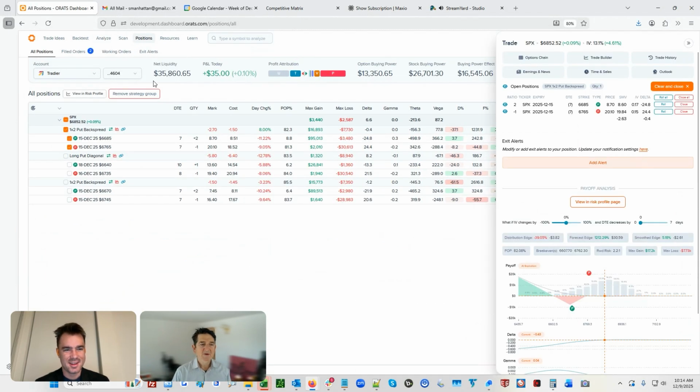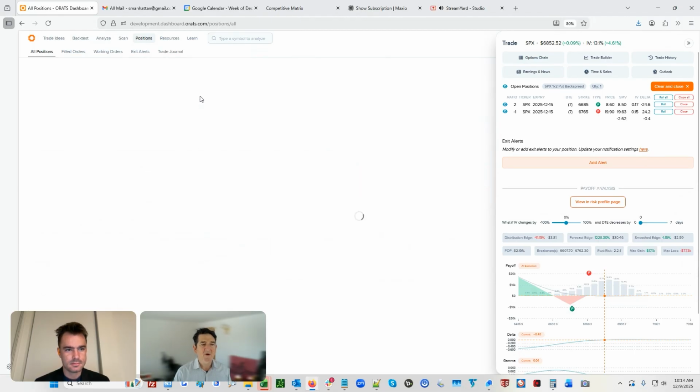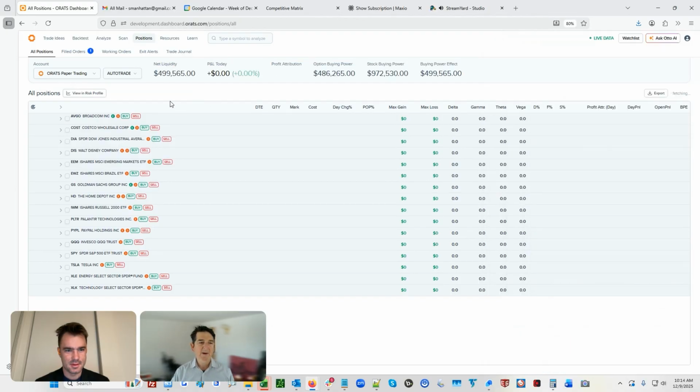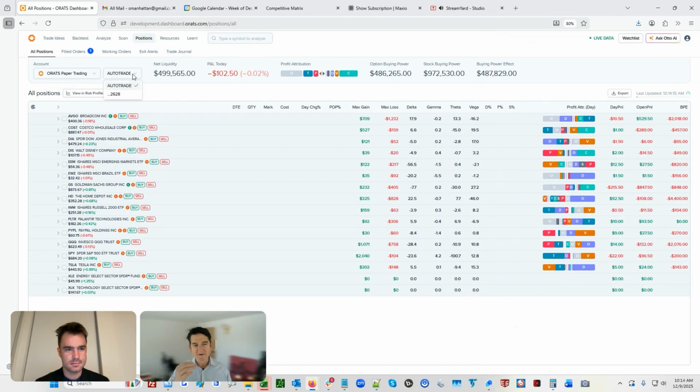Right. So I have Tradier, I have other brokers, but I also have ORATS paper trading. And this is my ORATS paper trading that I have in auto trading. We haven't released that yet, but that's really cool. So I have a lot of positions on. I'm just testing out our auto trading in paper trading right now. And so you can see that I have a ton of different positions.